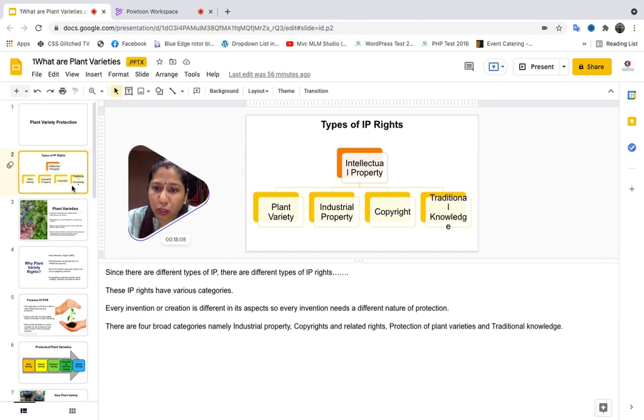Now, intellectual property, or IP, is further categorized into four major forms, that is, plant variety, industrial property, copyright, and traditional knowledge. Today, we'll be discussing the protection of plant varieties, especially in our country, India. So, let's start.